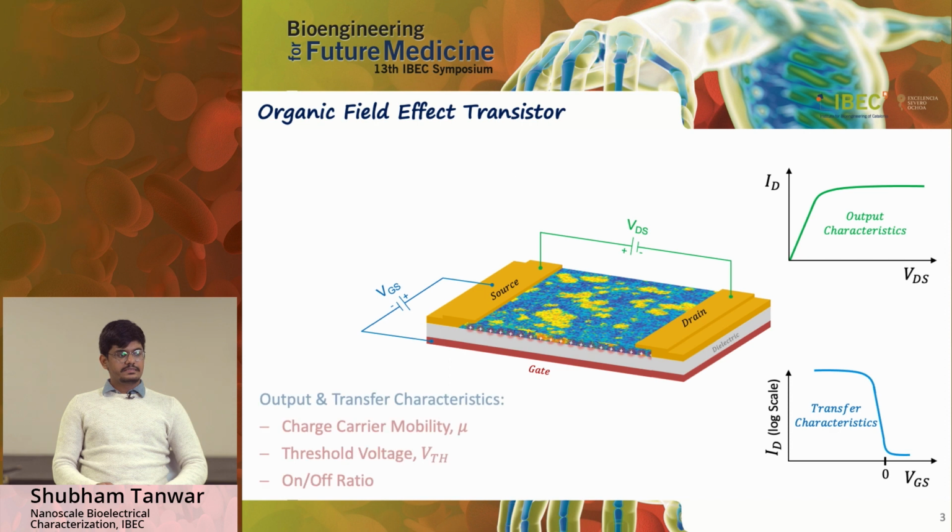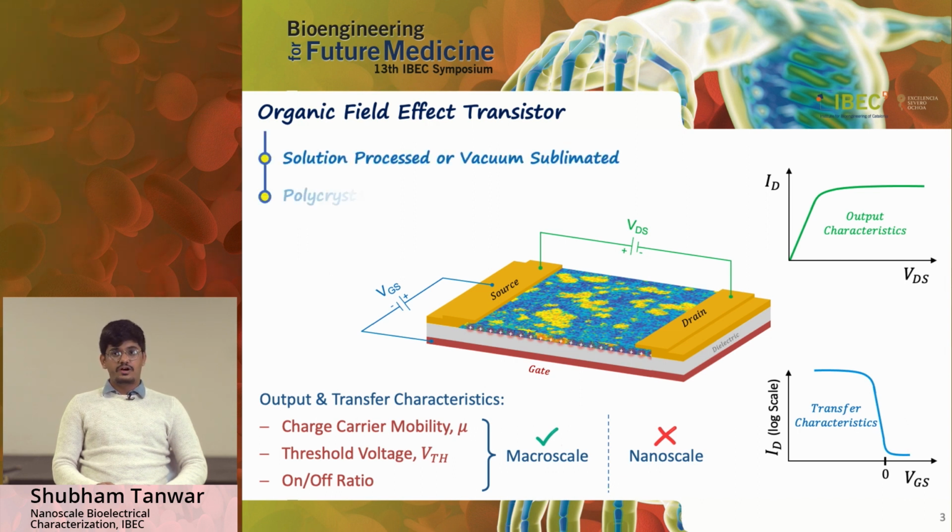From these characteristics, charge carrier mobility, threshold voltage, and on and off ratios can be extracted, which are the macroscale parameters, but they don't give us the nanoscale properties. These materials are generally made using solution processing or vacuum sublimation. That shows nanostructures because of the presence of polycrystallinity or different phases of the materials. And all of these lead to heterogeneity at the nanoscale.